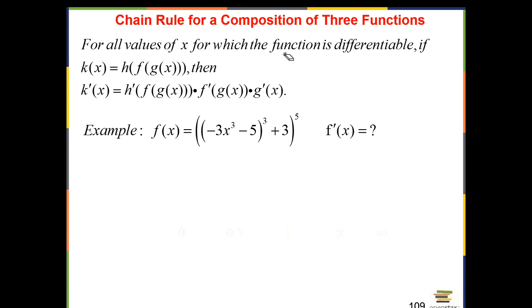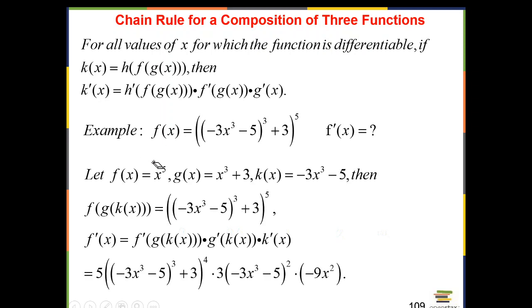So here is the chain rule. You start with the outer function. The outer function is something to the 5th power, right? So what's the derivative of something to the 5th power? Well, that would be 5 times something to the 4th power, right? So that's the first part. Then times, now you're done with that. Go to the next one.